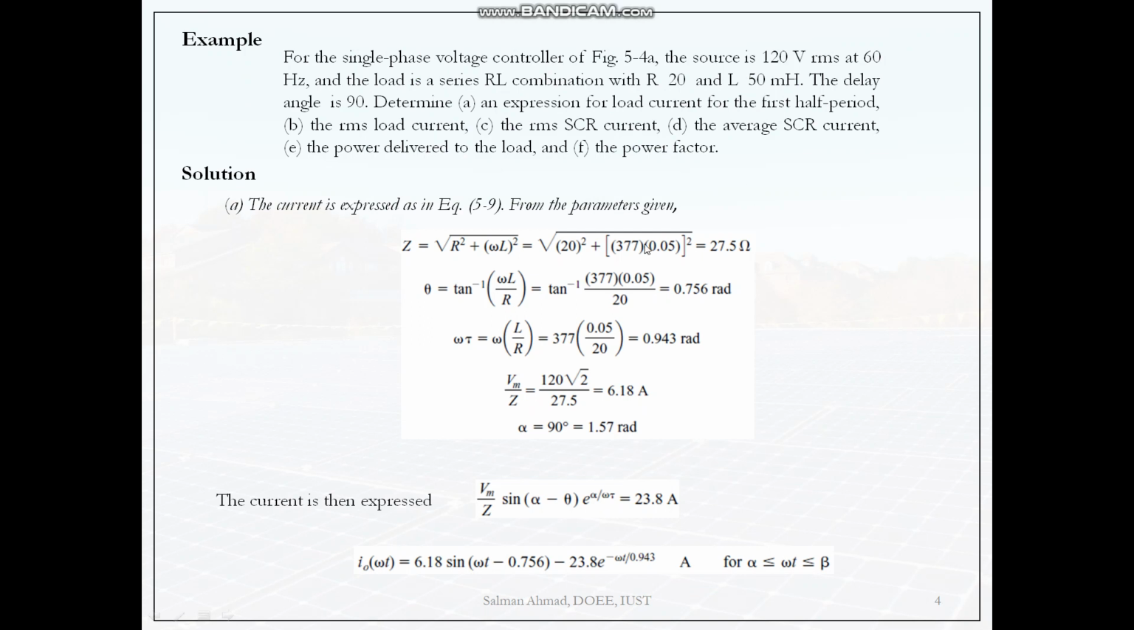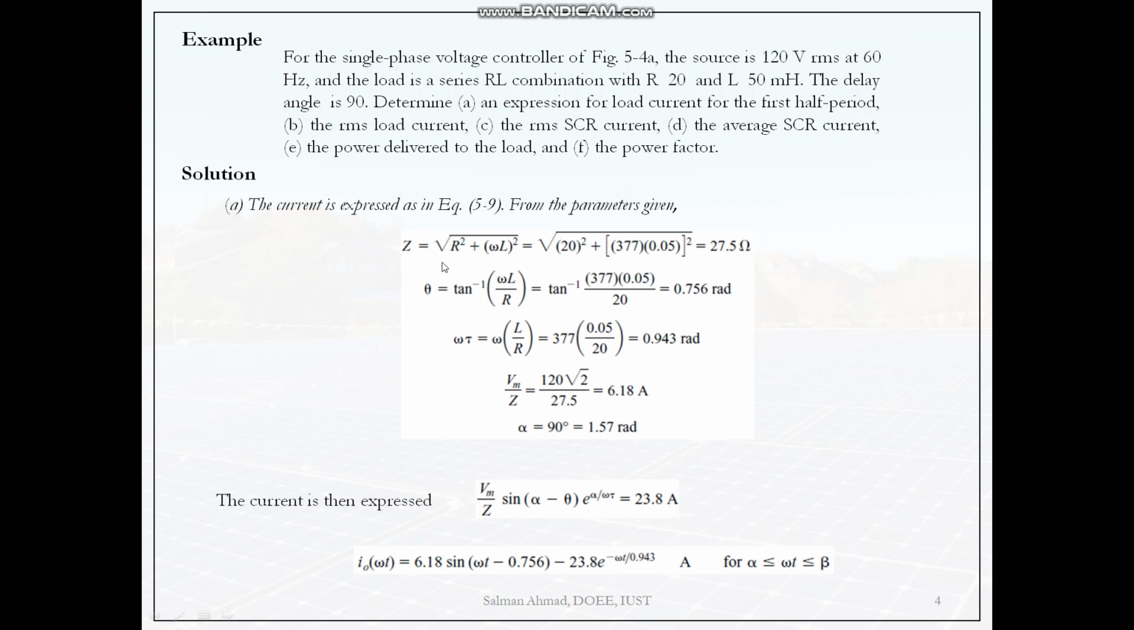Okay, now in that figure the source voltage is 120 volt RMS at 60 hertz, and the load is a series RL combination with R equal to 20 and L equal to 50 millihenry. The delay angle is given as 90 degrees. You have to determine an expression for the load current for the first half period, the RMS load current, the RMS SCR current, the average SCR current, and the power delivered to the load. If the power factor is given, you can substitute the different values.